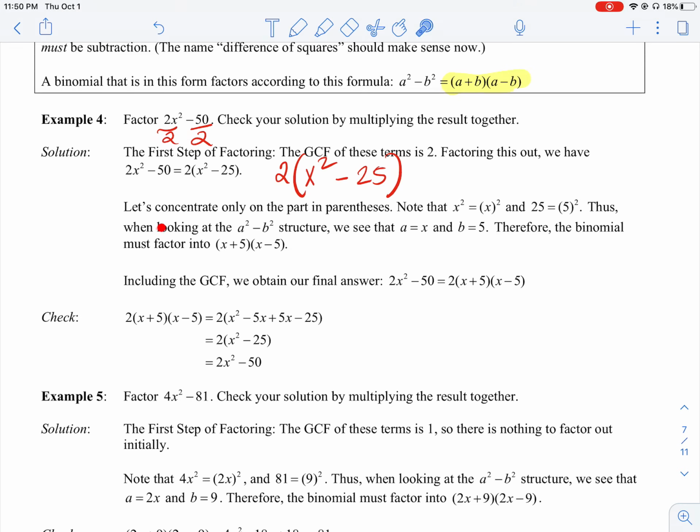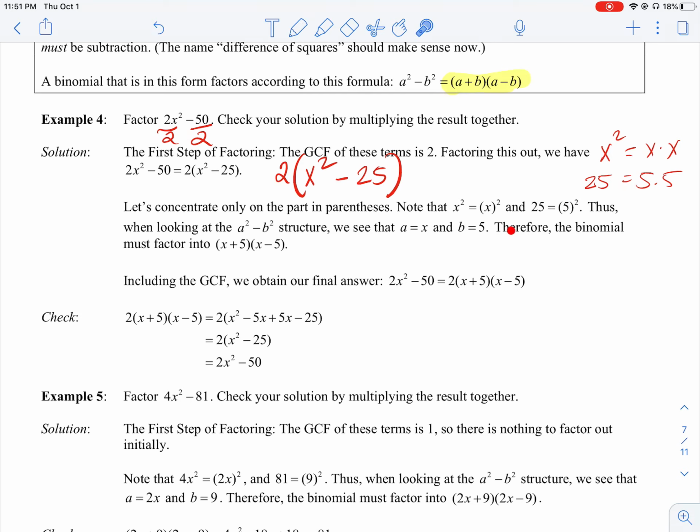Okay, let's move on. Let's concentrate only on the part in parentheses. Note that x squared is x times x, correct? And notice that the 25 is a 5 squared. Is that making sense, you guys? So if I do x squared, that's x times x. If I do 25, that's 5 times 5. Yeah, that makes sense, right?